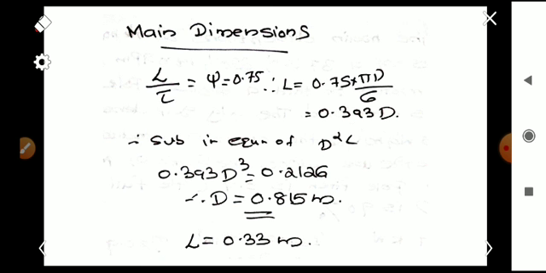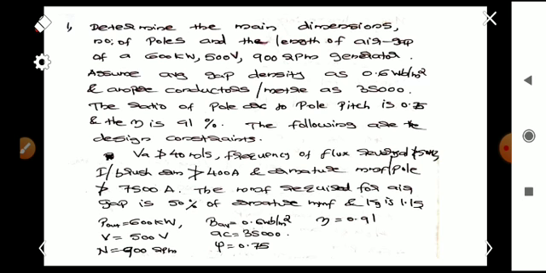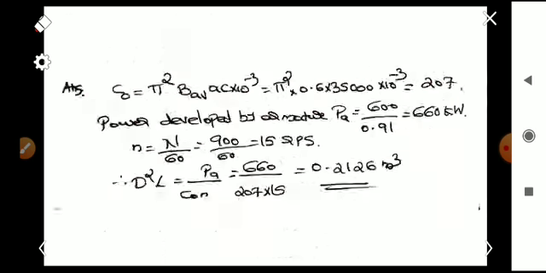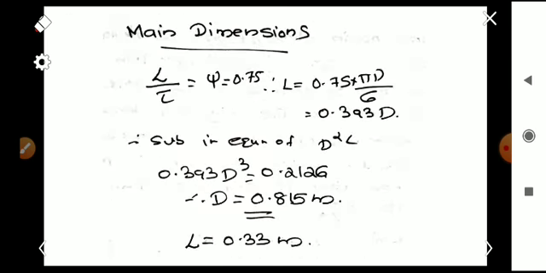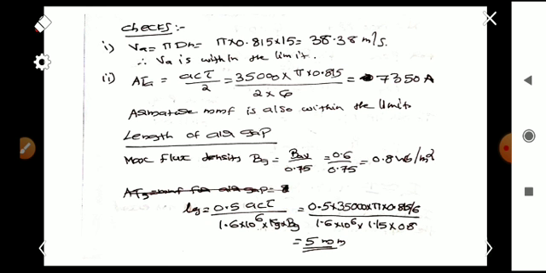Some design constraints are given in the question itself, that is, VA should not be greater than 40, and armature MMF per pole should not be greater than 7500 ampere. So we have to check for that also, then only we can finalize the design, whether it is correct or not. Okay, so first we are checking for VA.